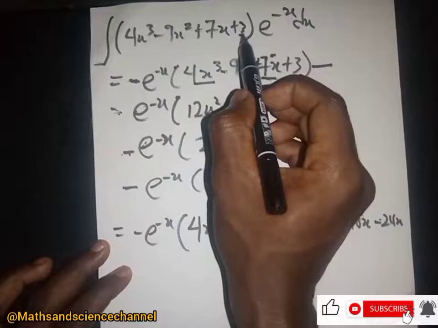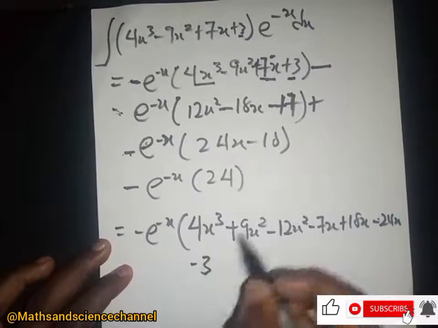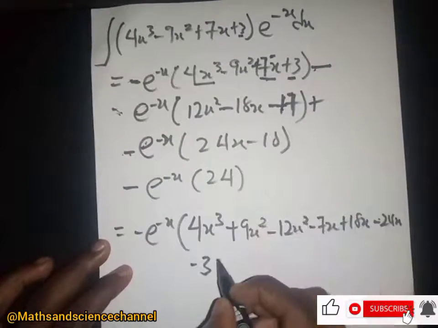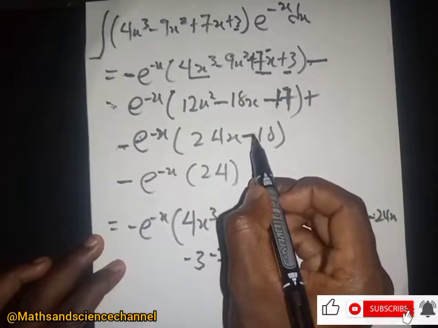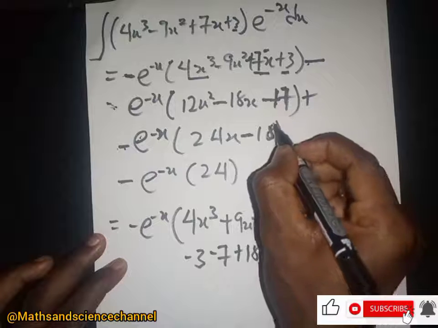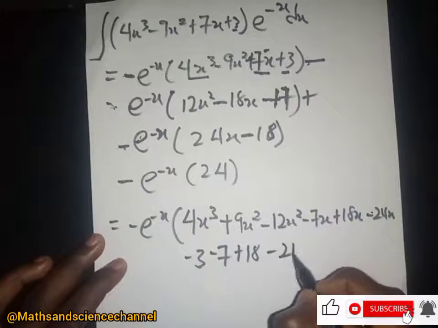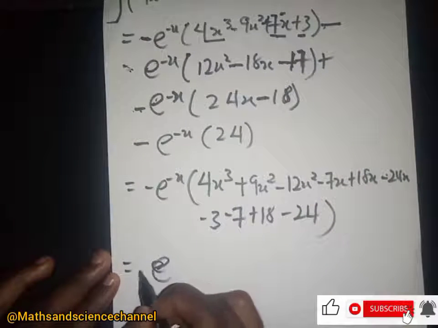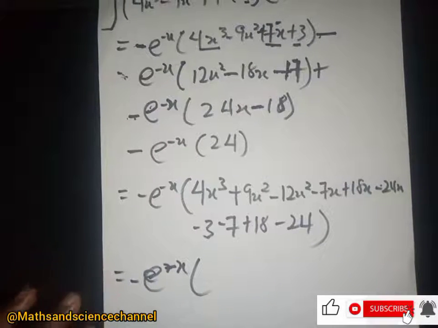Now let's look at the constants. So we have 3 here, which is negative 3, right? Remember this is also negative, so it becomes negative 7. Then this also is negative here, so it becomes positive 18. Then also we have negative 24 here. So when we compute them together, we have this outside here. Now we will compute them together.